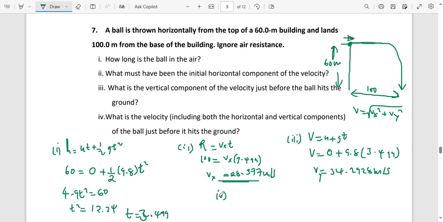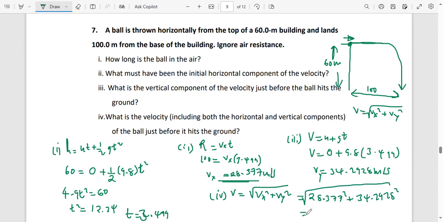Part 4 of the question is saying, what is the velocity of the ball just before it hits the ground? So now this is the total velocity or the resultant velocity. You know that is given by vx squared plus vy squared. So simply vx is 28.377 squared, vy 34.2928 also squared. Then we square root that. That is going to give us 44.39 meters per second.